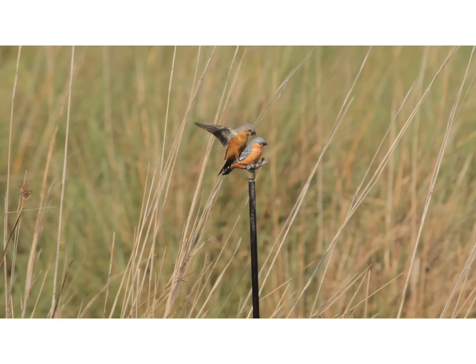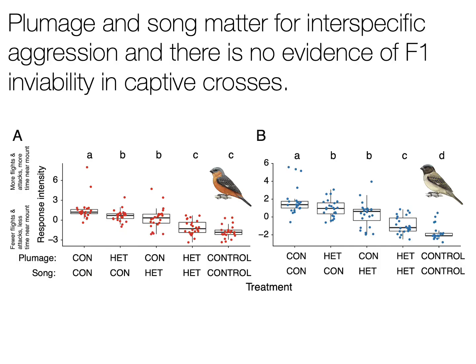And you can see in this image that Hypoxantha males respond aggressively and strongly to models that are the right color and singing the right song. The same is true for Iberensis males. They have the strongest responses when plumage and song are conspecific, and their aggressive responses decline as you present them with heterospecific individuals. So it's clear that plumage and song matter for interspecific aggression and likely mate choice.